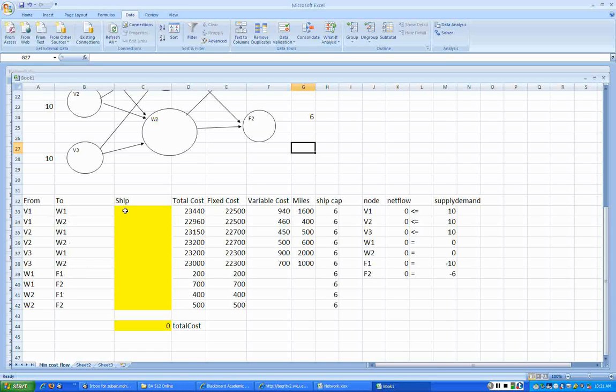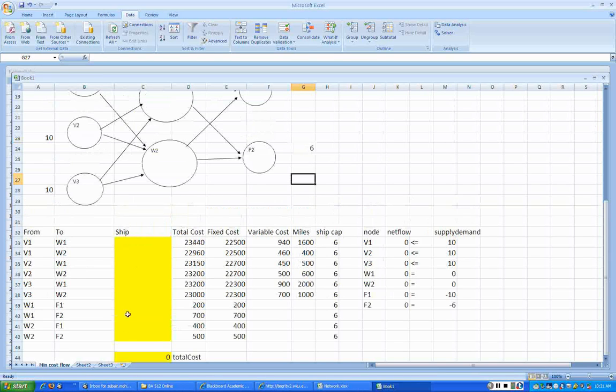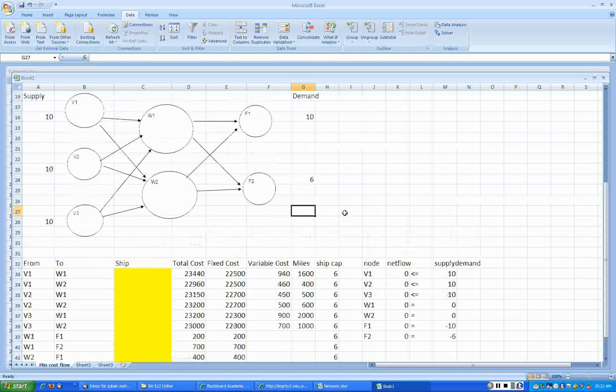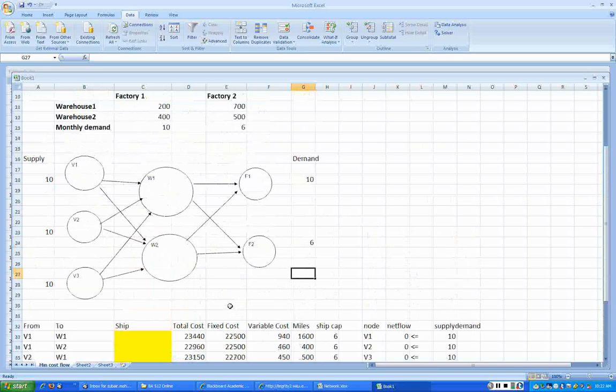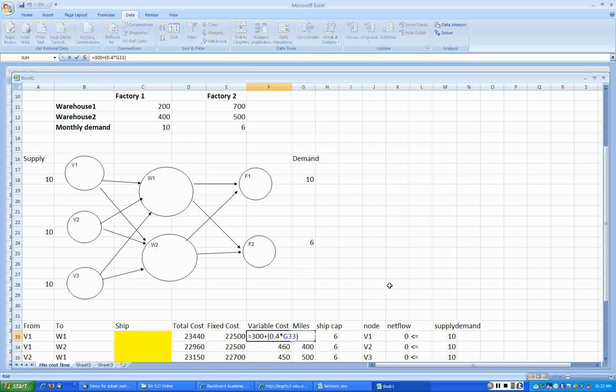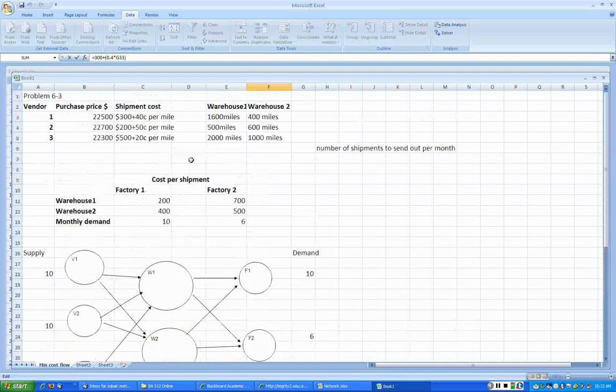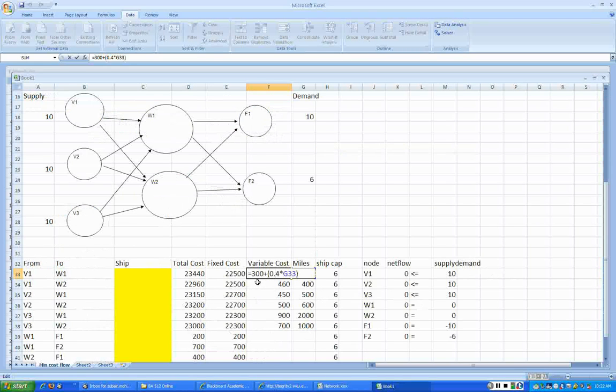Okay, now here is the how many units to ship, so that's going to be our decision variable. We don't know. The total cost, as I said, is going to be a combination of the purchase plus the total variable cost. Now here is where I have the variable cost. For example, from vendor 1 to W1, it's going to be $300 flat plus 40 cents times the distance. That information is what I have here: 300 plus 0.4 times the distance, and we get that one.